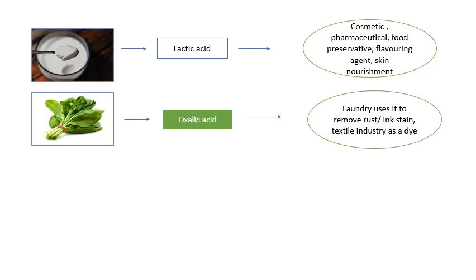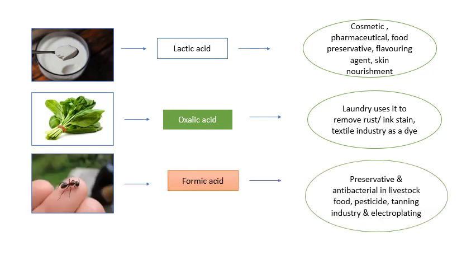Now when I'm saying uses, it doesn't mean that I'm going to run with a spinach in my hand to the laundry and get that stain removed. No, but the acid ingredient is extracted and then it is used. It is used in laundry to remove rust or ink stains. It is used in the textile industry, textile as in cloth industry, as a dyeing agent, and more of its uses you'll find as you grow up.